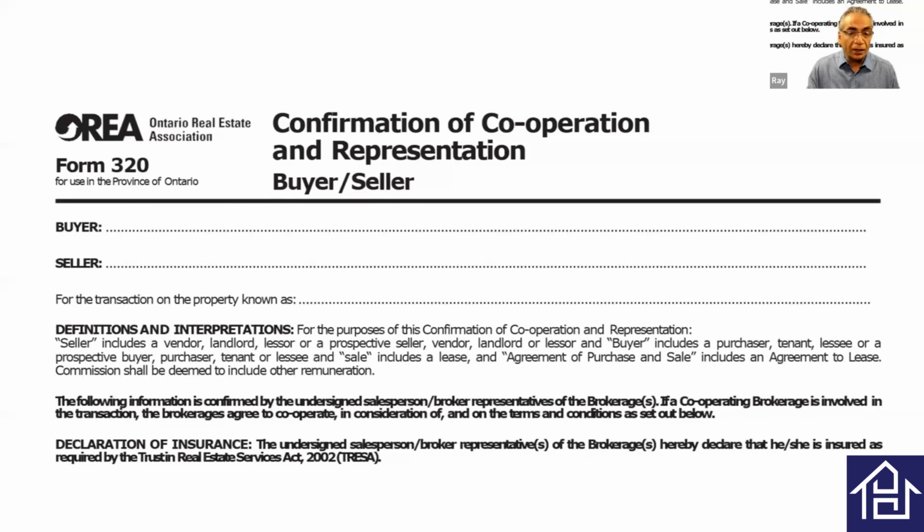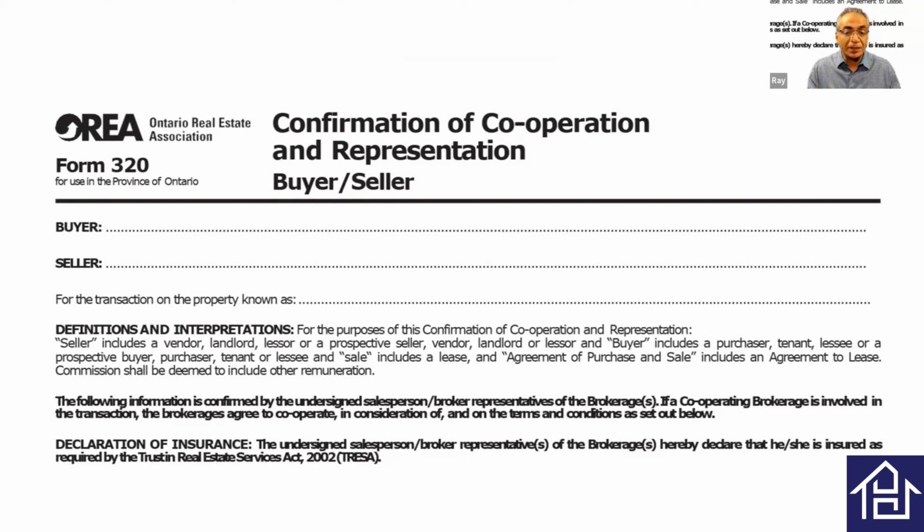So without any further ado, we're going to bring up the form on the screen just to make sure that everyone is able to have a peek and have a look at this form. And we're going to move along and explain every single page of this form. The form is Form 320. The name of this form is Confirmation of Cooperation and Representation.